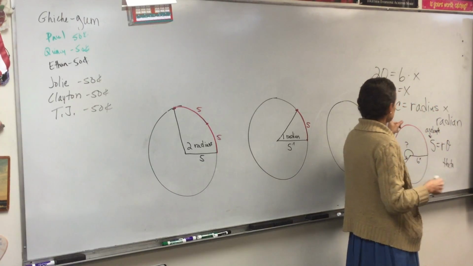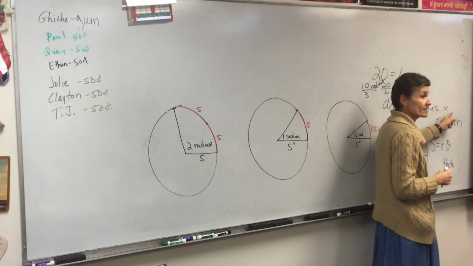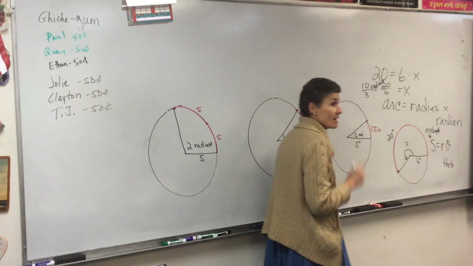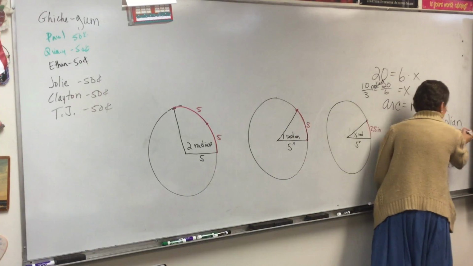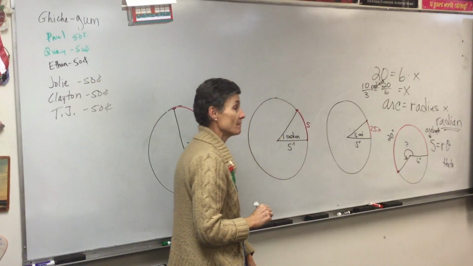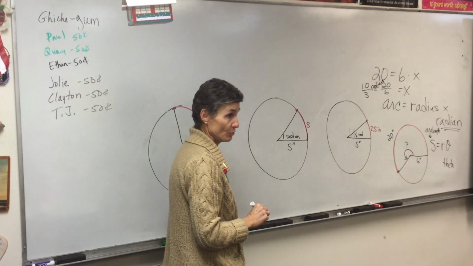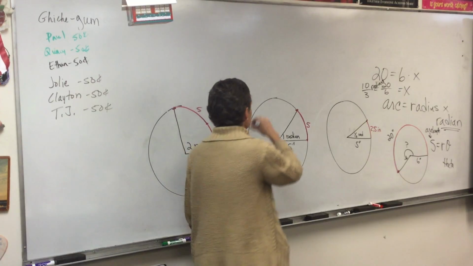I remember it because it clicks in my brain better. Arc length equals radius times radians. That also reminds me that if I'm going to use this formula, my angle cannot be in degrees. We're going to do one in a minute. If it's in degrees, we've got to change it to radians. So we're going to learn how to do that. But first, let's do another example.